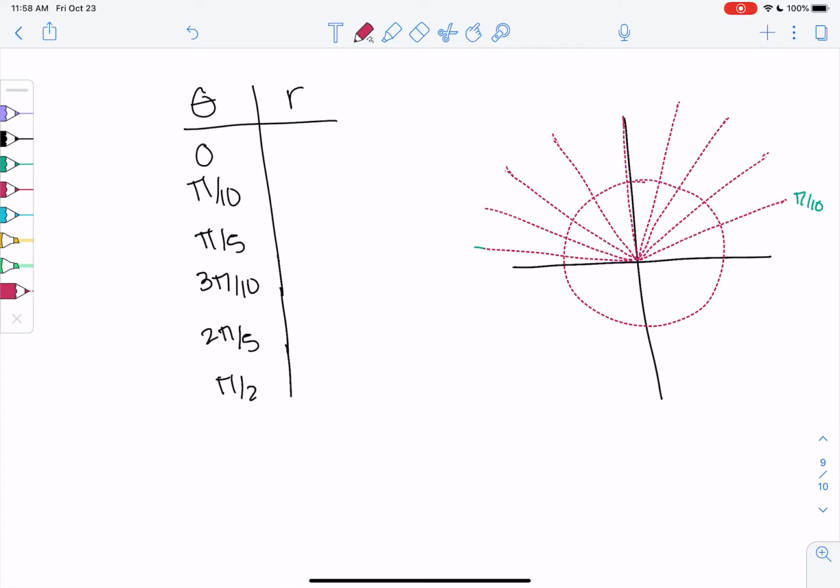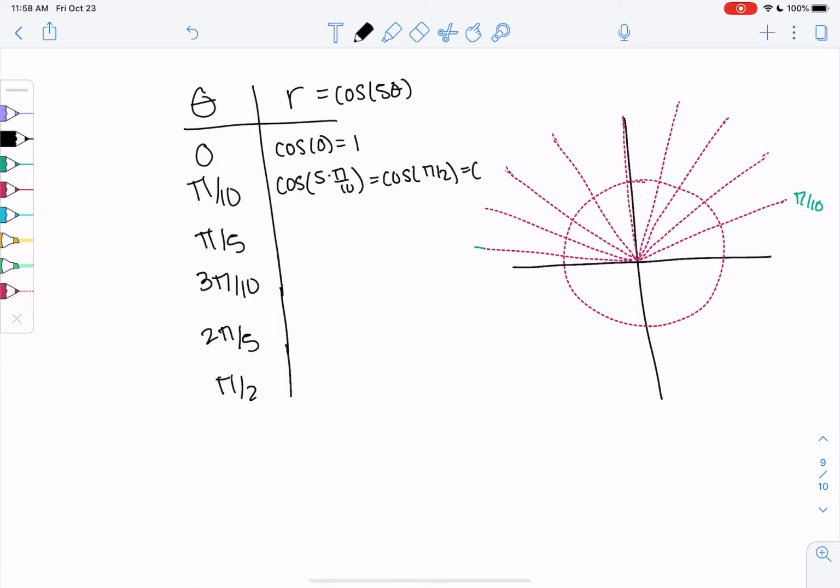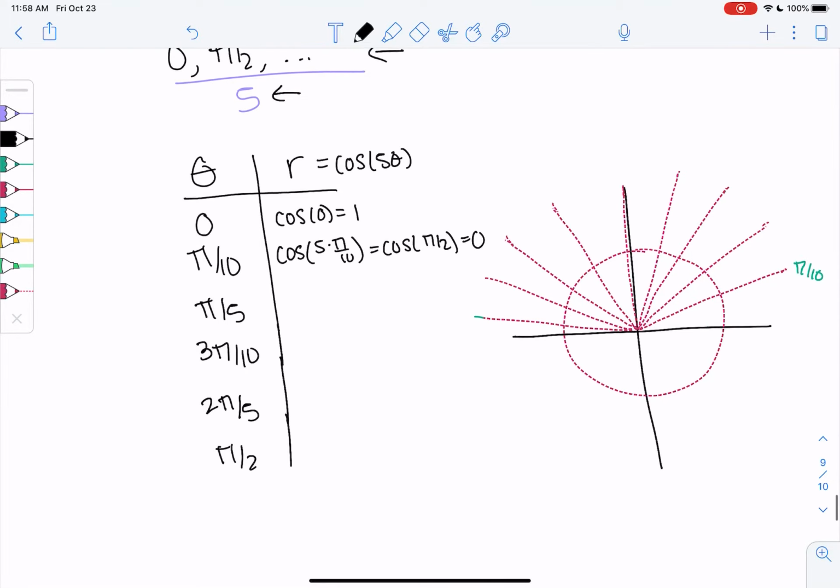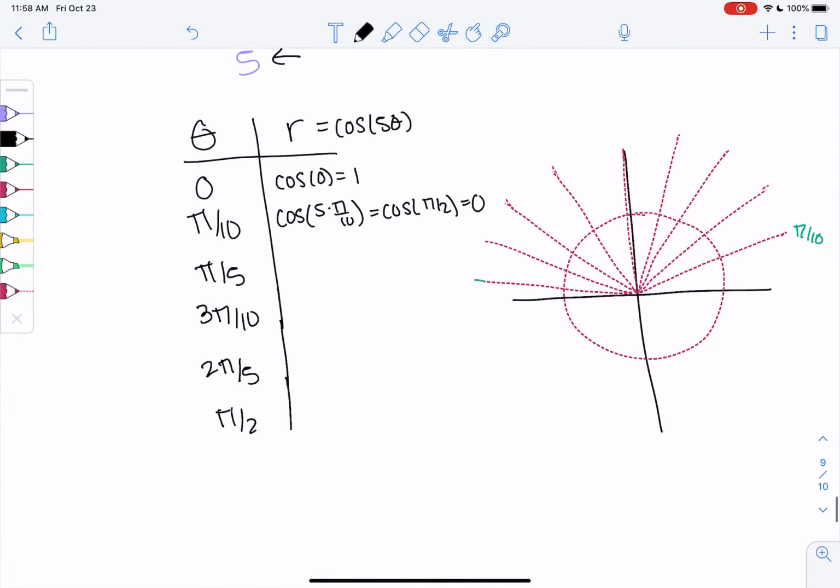So let's start plugging in. We're going to plug into r equals cosine 5 theta. So the first one will just be cosine of 0, which is 1. The next one will be cosine of 5 times pi over 10, which is cosine of pi over 2, which is 0. By counting by pi over 10, using this trick, we'll get angles that should be easy on the unit circle. Then we'll do cosine of 5 times pi over 5, so that's cosine of pi, which is -1.